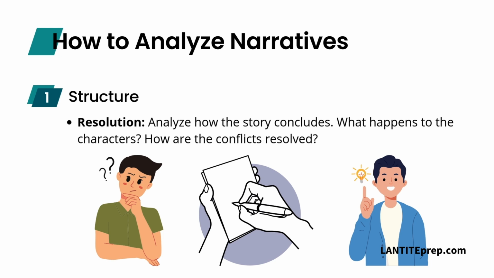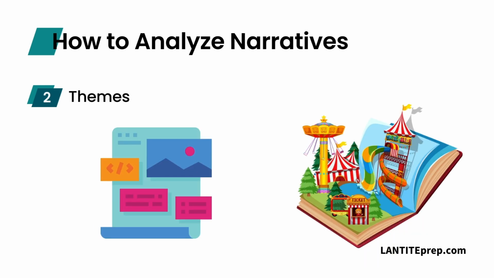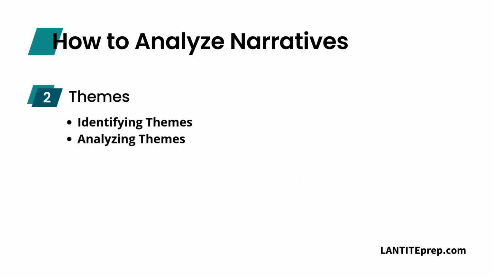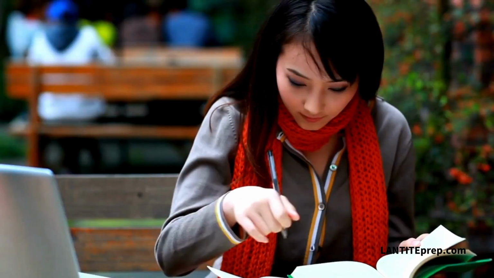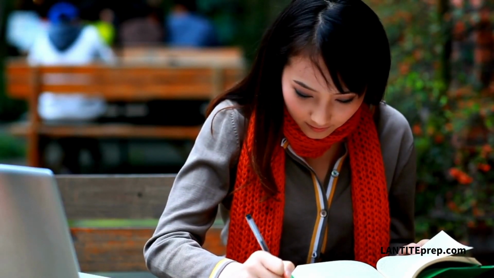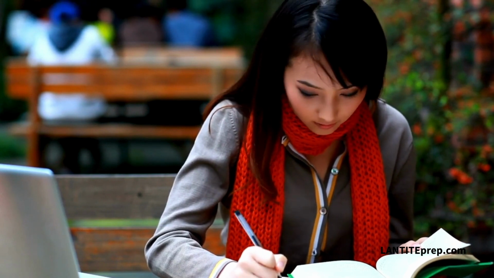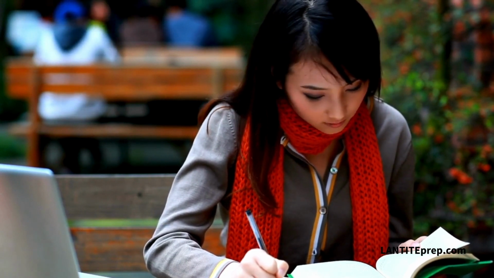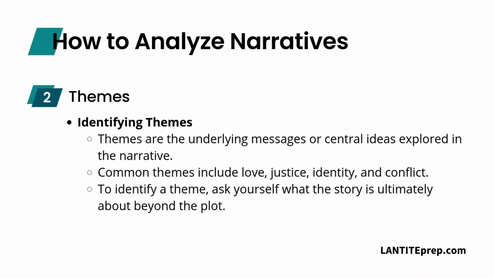Our second step in analyzing narratives is to look at the story's themes, and we'll do this in 2 ways: by identifying themes and then analyzing them too. When taking your exam, you may have just read a text passage and you might be asked to identify the themes of the short passage. In this case, keep in mind that themes are the underlying messages or central ideas explored in the narrative. Common themes include love, justice, identity, and conflict. To identify a theme, ask yourself what the story is ultimately about beyond the plot.